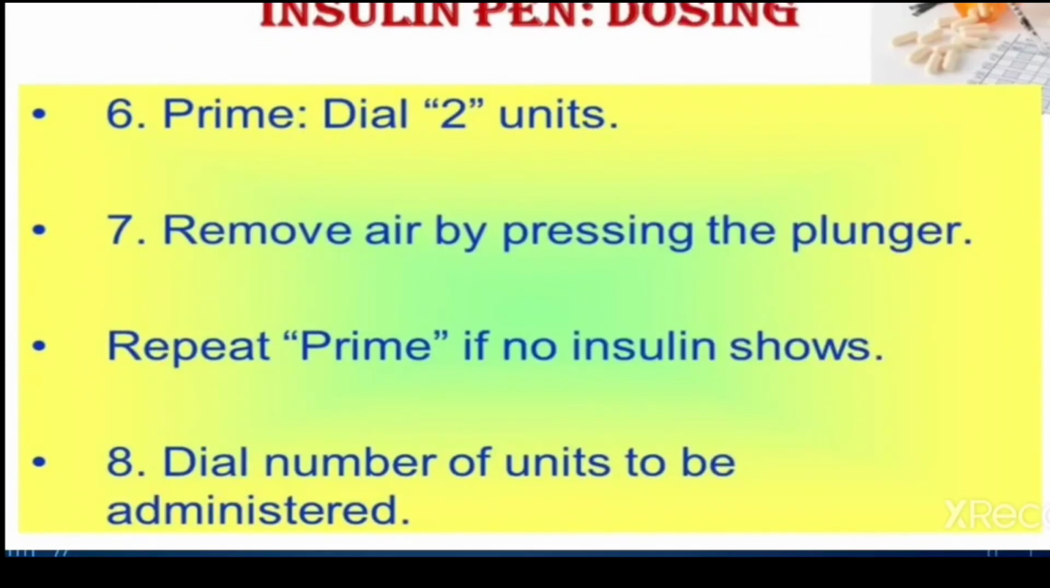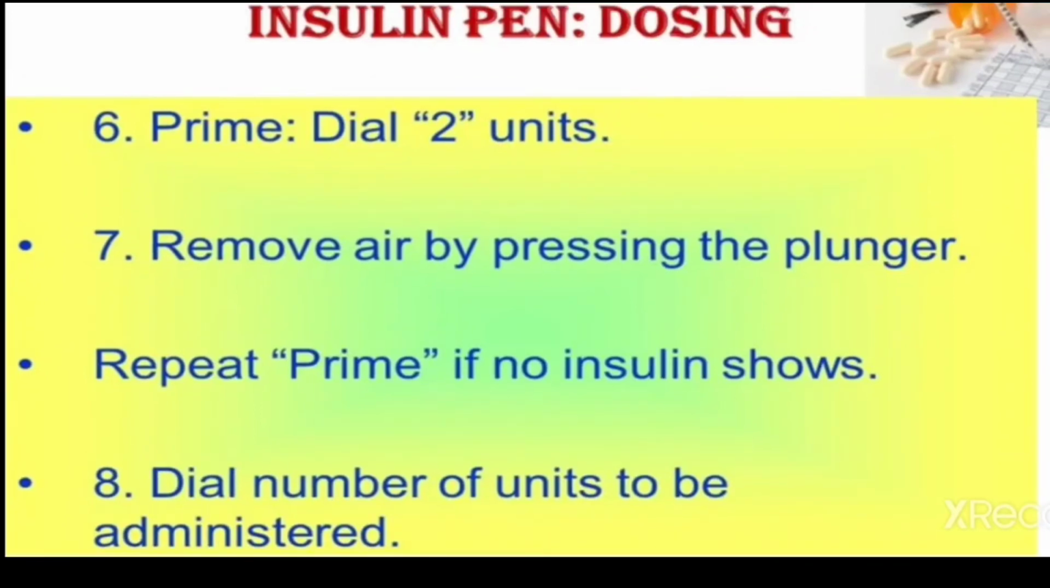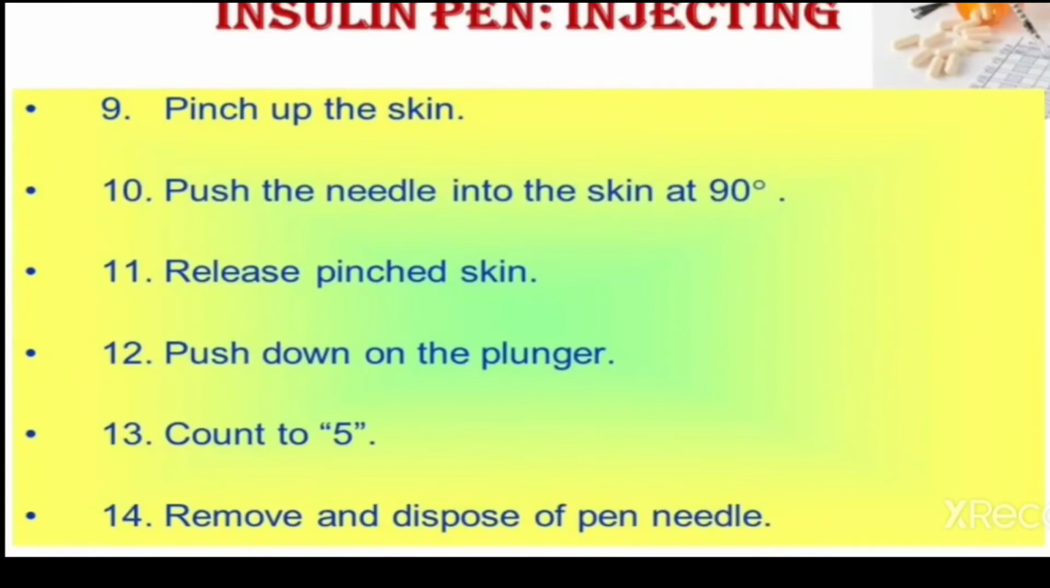Then what is the dose? Prime dial 2 units and remove air by pressing the plunger, and repeat the prime if no insulin shows. Then dial the number of units to be administered. Then pinch up the skin and push the needle into the skin at 90 degrees, release the pinch, push down on the plunger and count to 5, and lastly remove and dispose of the pen needle.